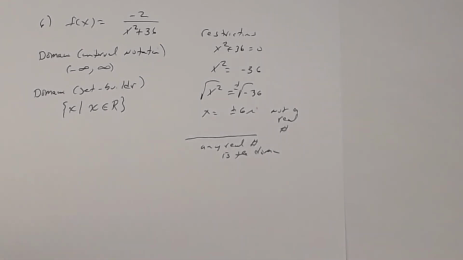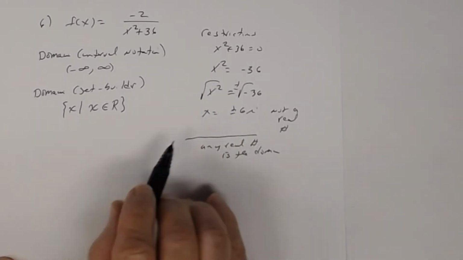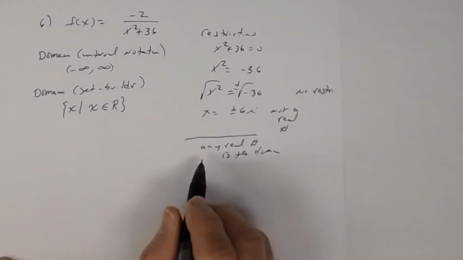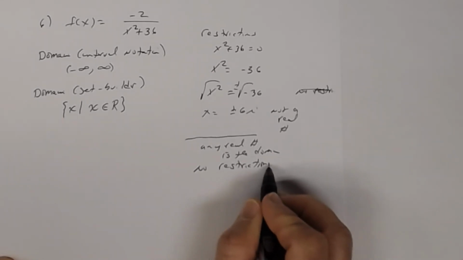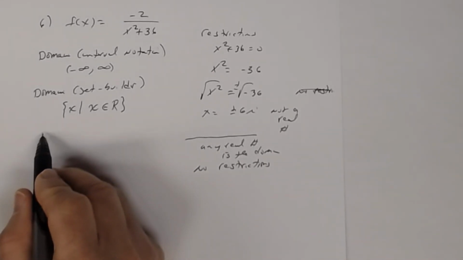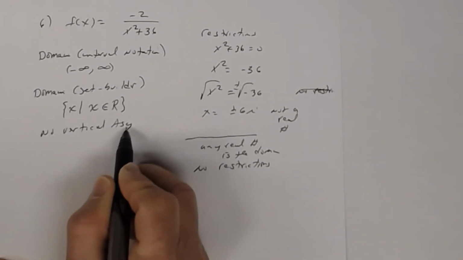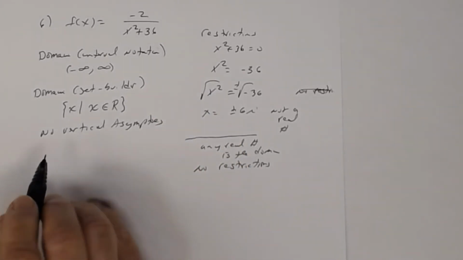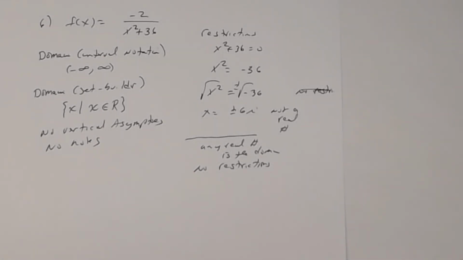Okay, and notice that since there are no restrictions, that means there are no vertical asymptotes. And since there are no restrictions, there aren't any holes. So no holes and no vertical asymptotes. So you may ask, what does the graph look like?